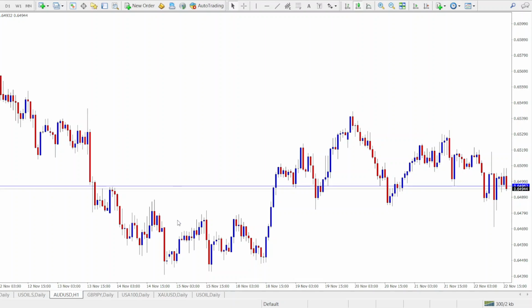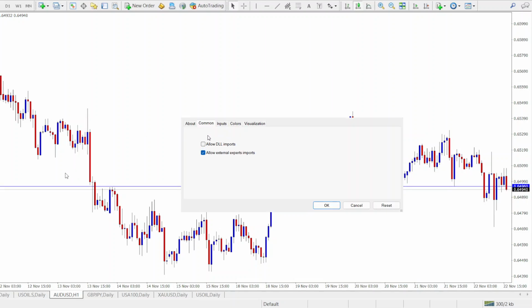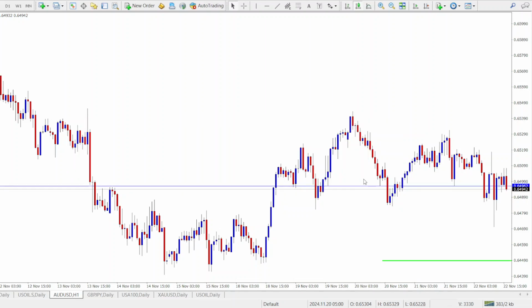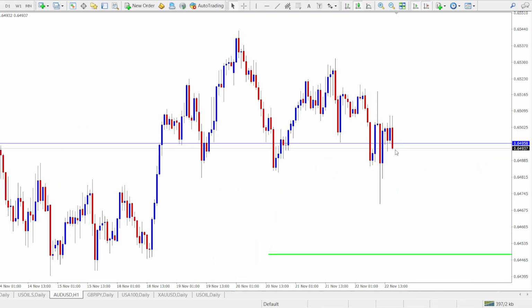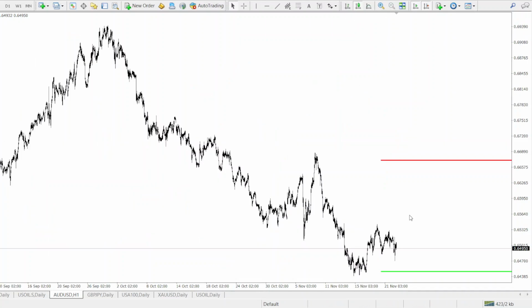So I'm just going to be adding the indicator to the chart right away. It is the range breakout indicator. I'm just going to be adding it to the chart right away, and here we go. So this is an indicator that works with current price.